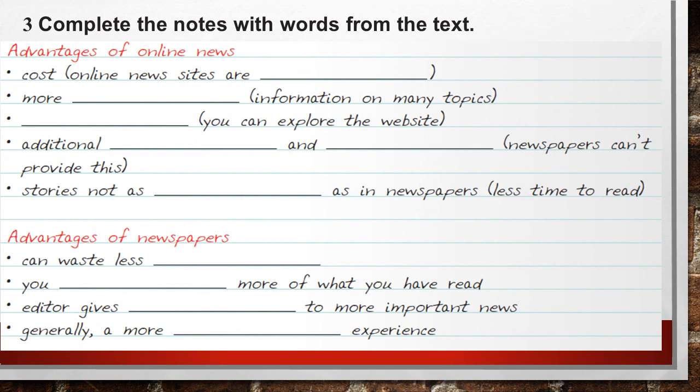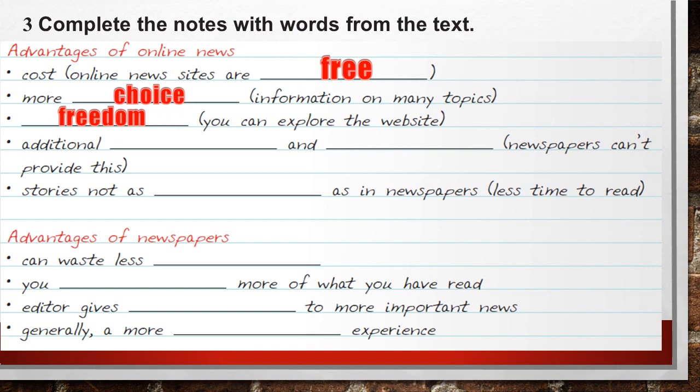Now this is a summary of the article. Complete the notes with words from the text. The article talks about two main points: advantages of online news and advantages of newspapers. Now cost, price, meaning how much does it cost? Online news sites are, yes, free. More information on many topics. You can choose any source of information, so we have more choice. You can explore the website, freedom.